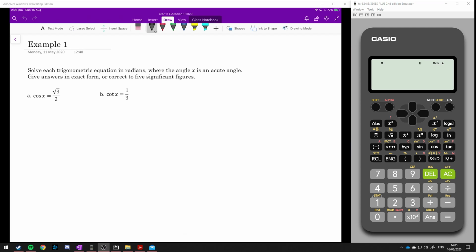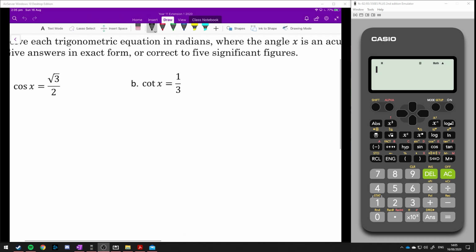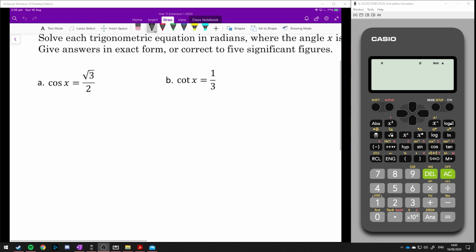So first of all, we've got cos x is equal to root 3 on 2, and then we've got cot x is equal to 1 on 3. We're going to start off by looking at cos x equals root 3 on 2. Now, we know that cos of x is equal to root 3 on 2 when it is in the first quadrant.